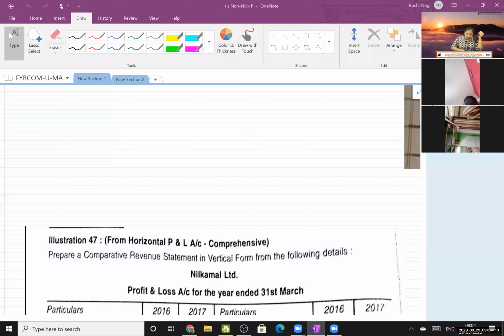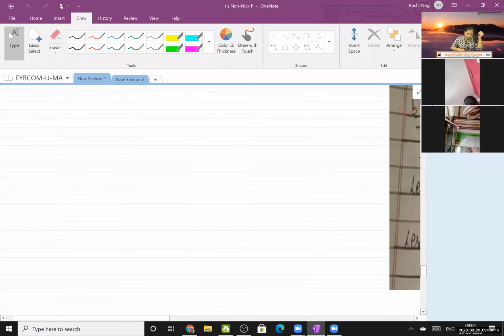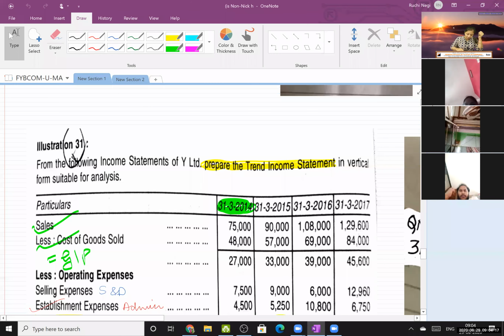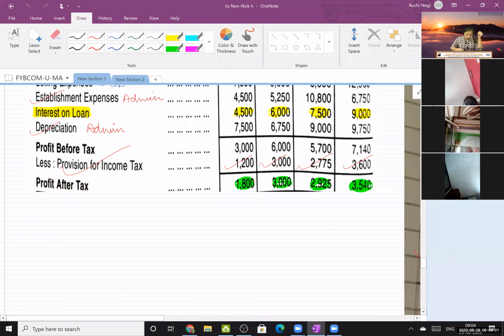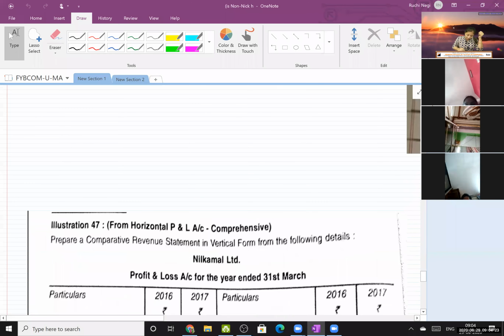Okay, so last lecture we had completed one question on trend analysis. This sum was done. So today I'll start with a new concept.